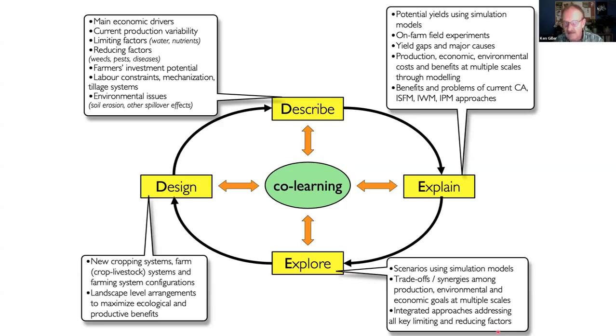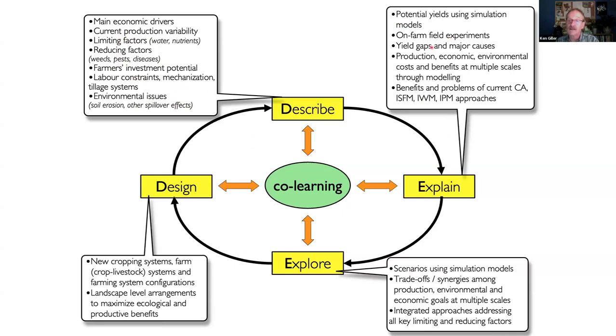Now, this is the background, in a sense, of what we developed as an approach to our farming systems research. We call it the DEED cycle, a co-learning cycle, where whenever we go into a new place, we try to understand and describe the background history of the local system, where things are coming from, understanding the constraints and the problems.